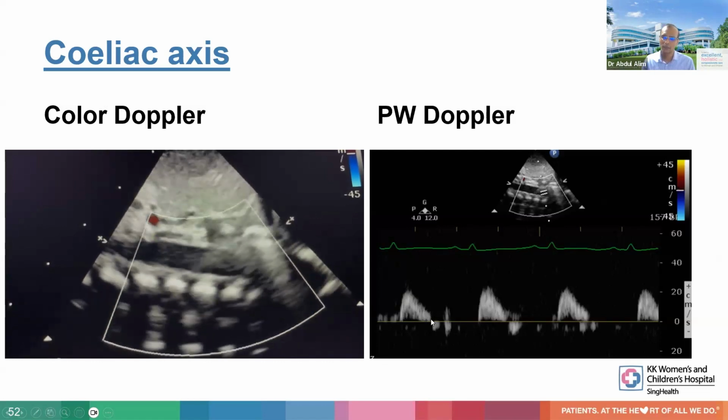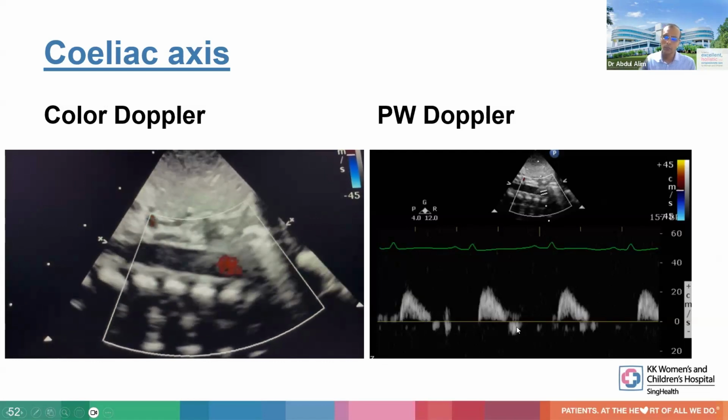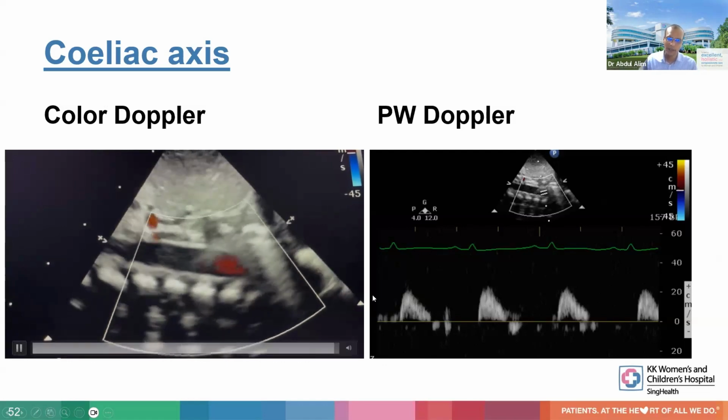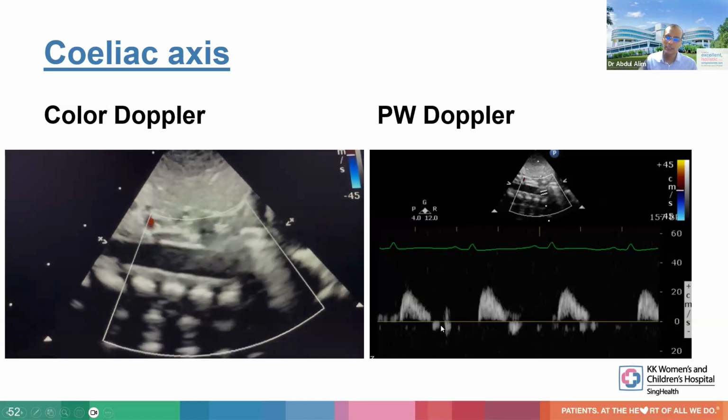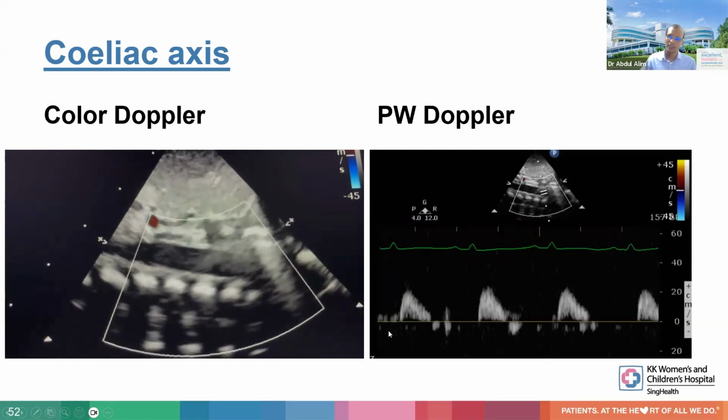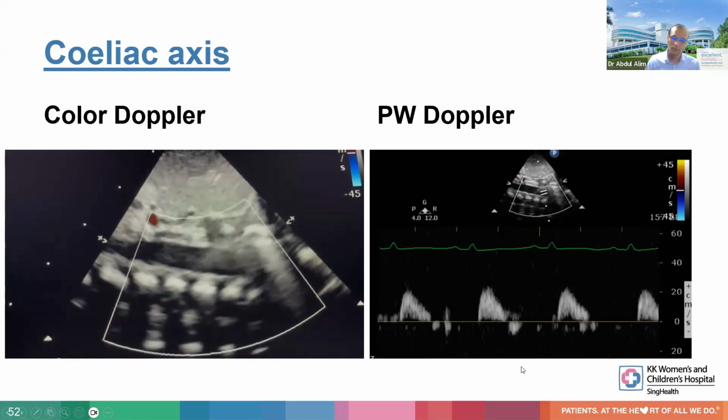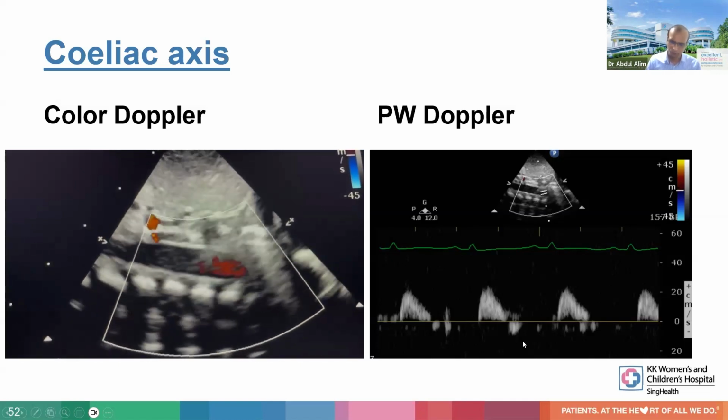This is a forward flow, and then below the baseline is a reverse flow. So in this patient, the same patient I showed earlier with a large PDA, there is a flow reversal in the celiac axis as well, and in the descending thoracic aorta and abdominal aorta as well. So it indicates that this is a hemodynamically significant PDA.